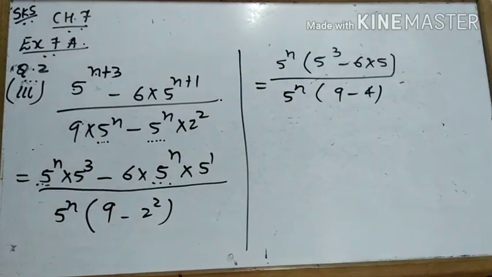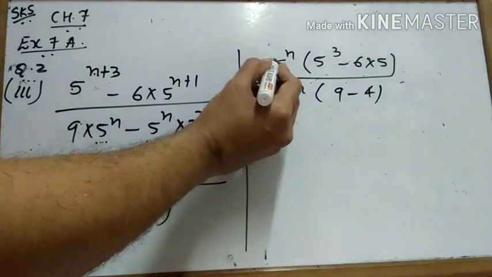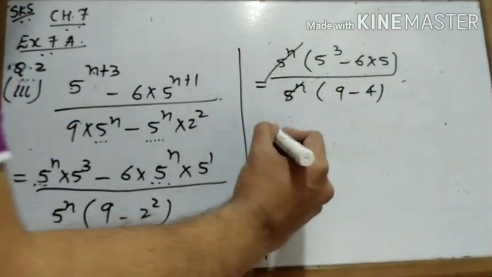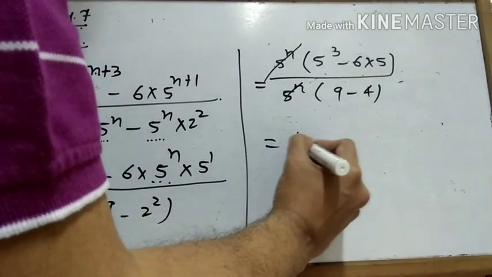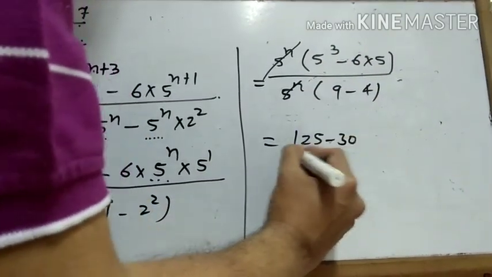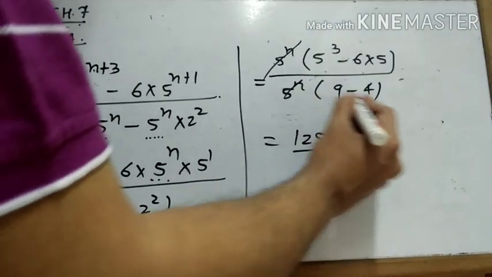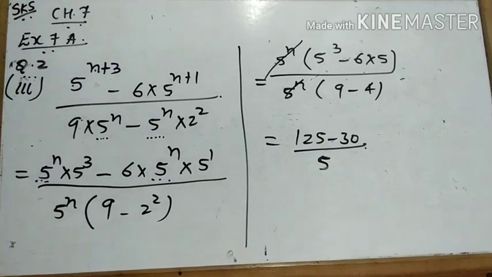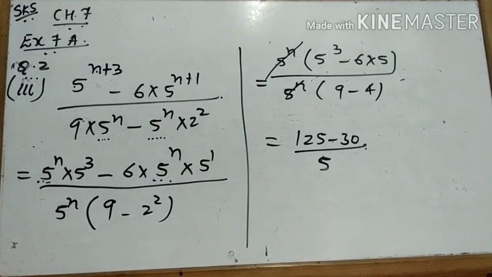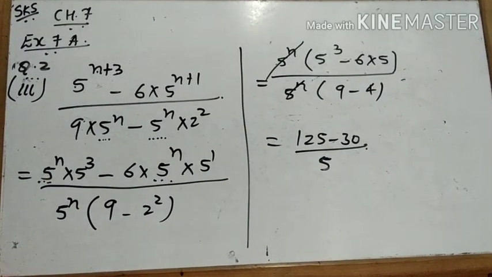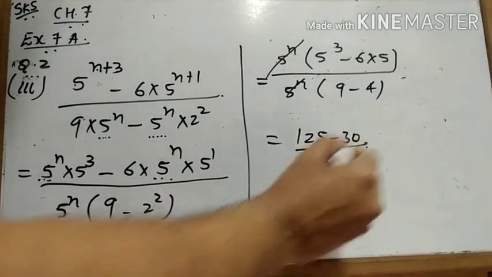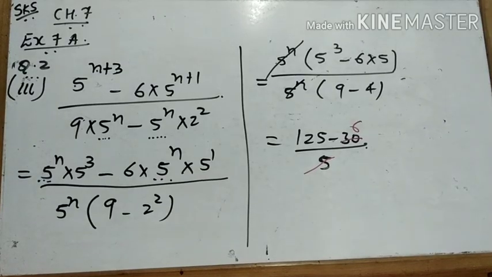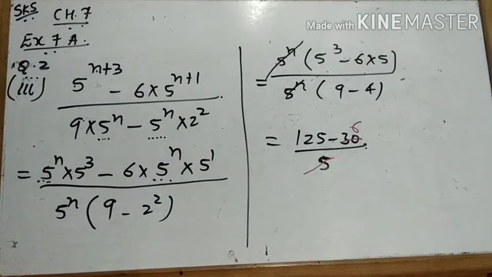Here you can see, in the numerator you have 5 raised to n, in the denominator you have 5 raised to n. These two get cancelled. This becomes 125 minus 30 over 9 minus 4, which will be 5. And my dear friends, I have seen students making such a big mistake. Either they cancel this, or sometimes they cancel 5 and 125.